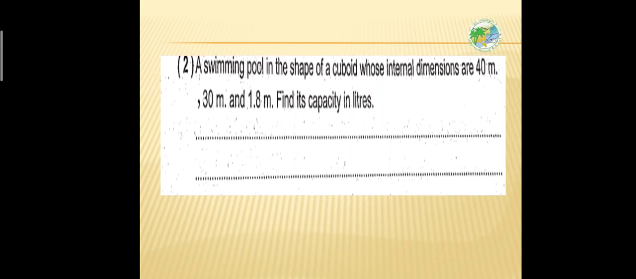Number 2, a swimming pool in the shape of a cuboid whose internal dimensions are 40 meters, 30 meters, and 1.8 meters. Find the capacity in liters. This is a very easy question. To find the capacity of the swimming pool, find the volume of the cuboid. Volume of cuboid, of course, equals length times width times height. Then 30 times 18 times 40 equals 2160 meter cube. طب from meter cube هو قال لي find the capacity in liter.